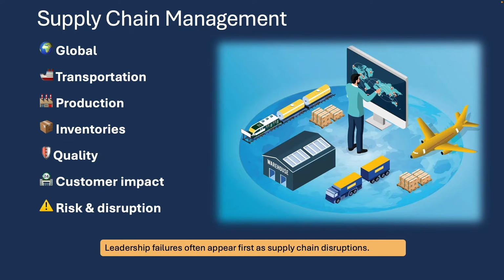The earlier you can identify quality problems, the lower the cost to correct the problem. A small quality problem in a supplier could have a major impact on the customer. There is a constant need to manage risk and minimize disruption. Supply chain disruptions often expose leadership weaknesses before they expose technical ones. Leadership failures often appear first as supply chain disruptions.